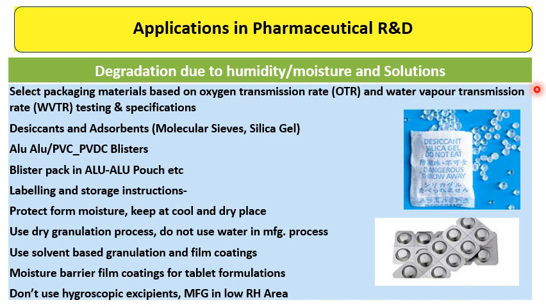Also, we have to avoid the use of hygroscopic excipients. Some excipients are hygroscopic, so these excipients should be avoided. And the manufacturing should be carried out in a low moisture or low humidity area. So these are some of the solutions to the problems when there is an increase in the degradation of the formulation or API due to humidity or moisture.